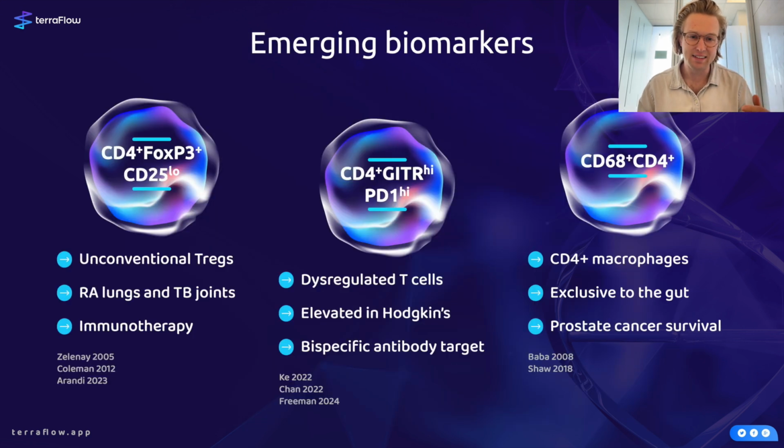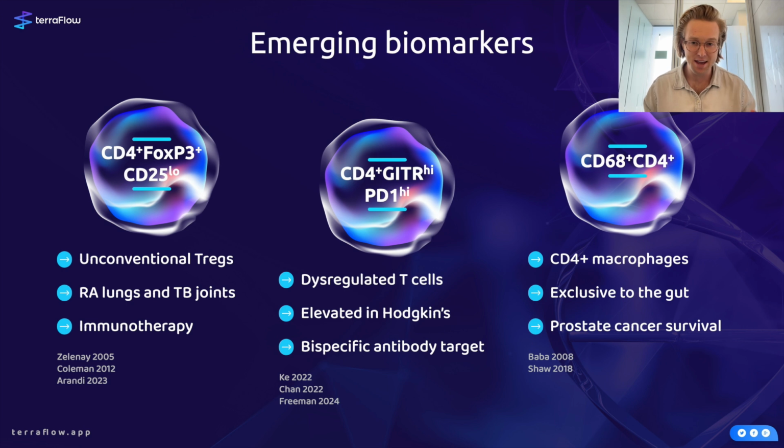I highlight some examples here. There's a subset of Tregs that lack CD25. They accumulate in the joints of arthritis patients and lungs of TB patients, and have been thought to be a strategic reserve that we can tap into using immunotherapy. There's a subset of macrophages in the gut that express CD4 and have been shown to be closely linked with prostate cancer survival. In our own research, we've identified a subset of dysregulated T cells that co-express both GITR and PD-1, and that have since been developed as a target of a bispecific antibody therapy.